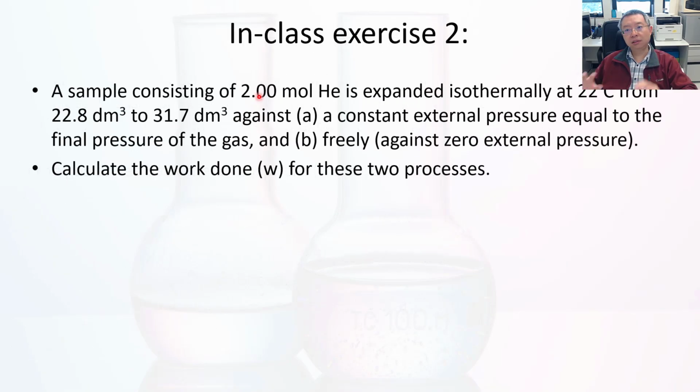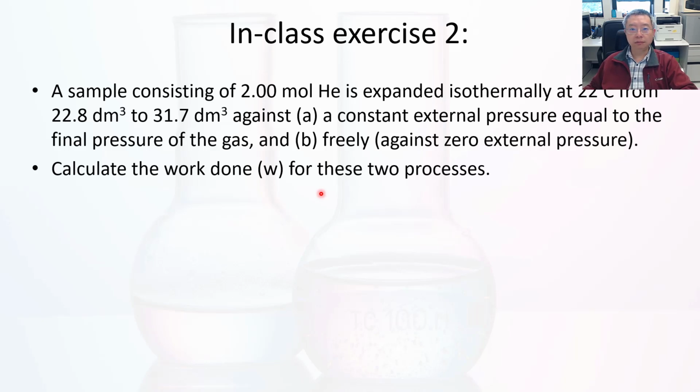Okay, so let's take a look at an even simpler one, in-class exercise 2. Again, this is on Moodle already, so just go ahead and do it. A sample consists of 2 mole of helium expanded isothermally at 22 degrees Celsius from this volume to this volume, (a) against a constant external pressure equal to the final pressure, (b) freely, against zero external pressure. Calculate the work for this. So 1 minute, I think you will be able to finish this. You can pause the video and finish that.